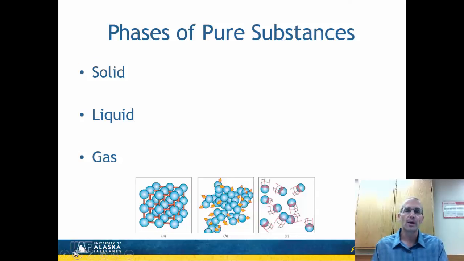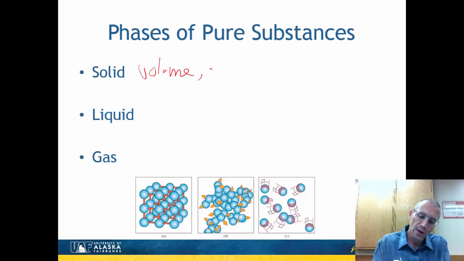Alright, let's go ahead and talk about phases. Pure substances have several phases, and there's three primary phases that we'll be interested in this class, and I've listed them here on this slide. So first we have a solid, and a solid has a fixed volume. It also has a fixed shape.